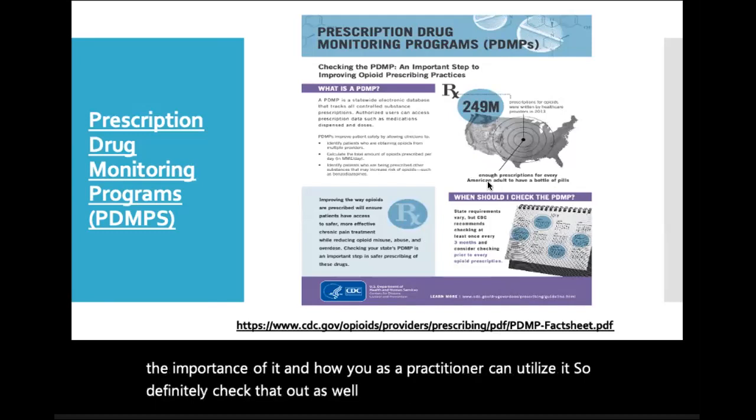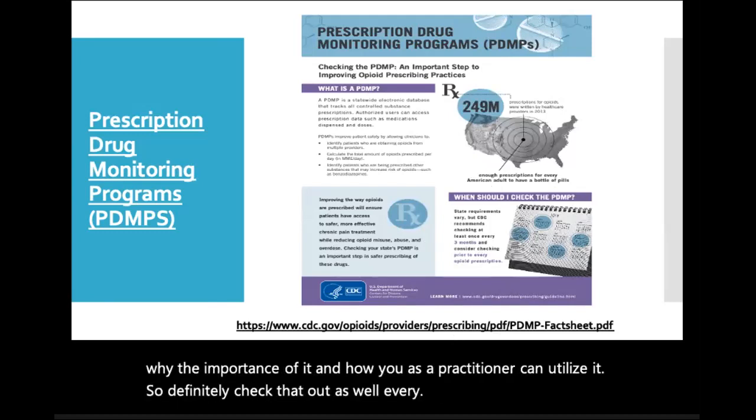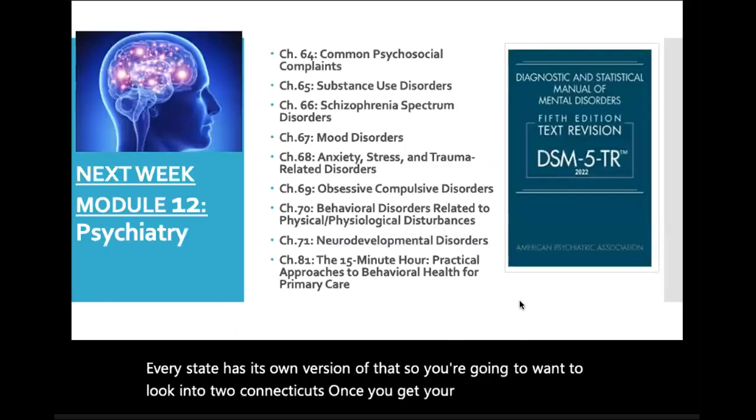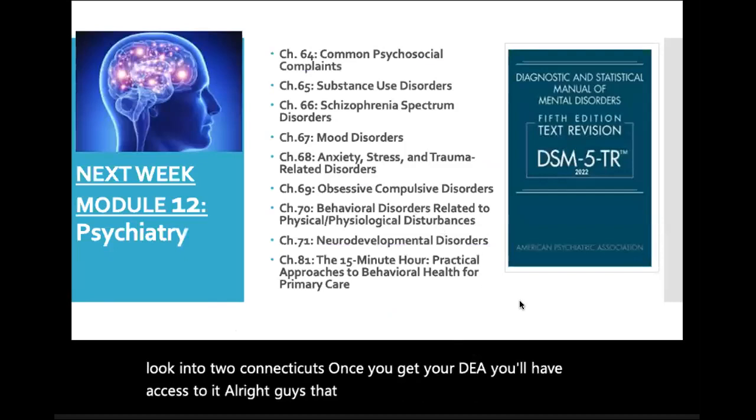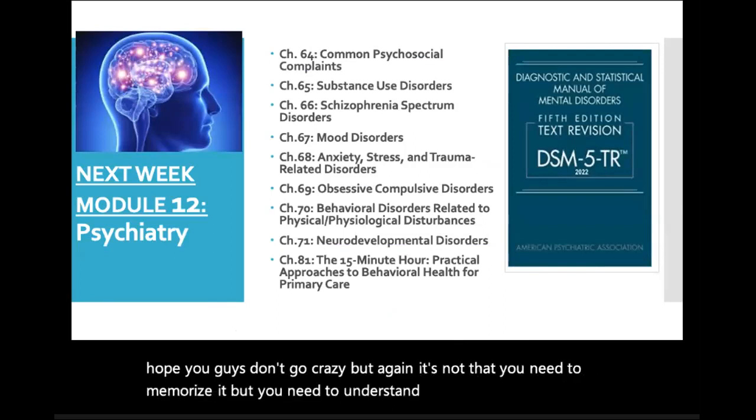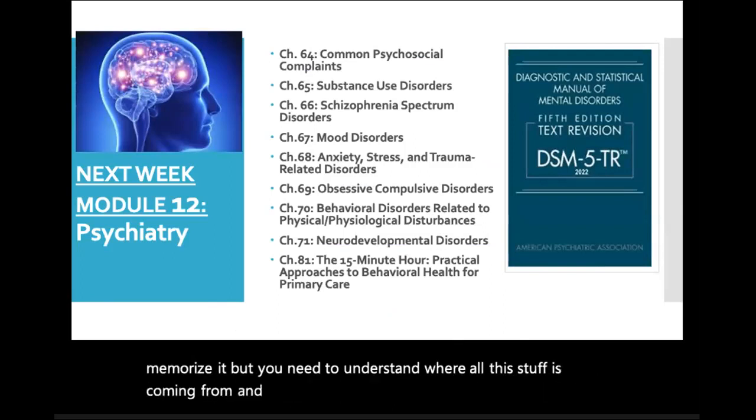Every state has its own version of that. So you're going to want to look into Connecticut's. Once you get your DEA, you'll have access to it. All right, guys, that's pretty much it. It's a lot of material. I hope you guys don't go crazy, but again, it's not that you need to memorize it, but you need to understand where all this stuff is coming from and how to access it when you need it.